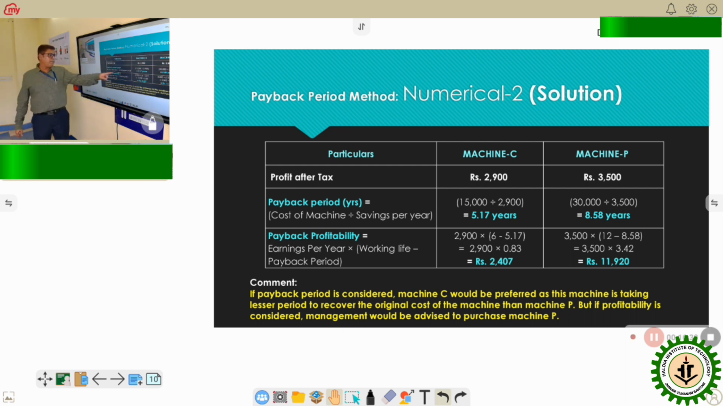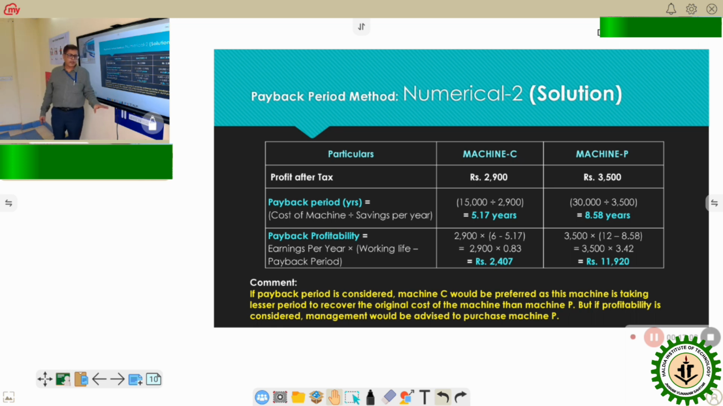So we use the payback profitability for machine C, which is equal to 2,407. That means we are multiplying the profit after tax with the difference of lifetime of the machine and payback period, which is equal to 2,407. And similarly, we get 11,920 as payback profitability for machine P.